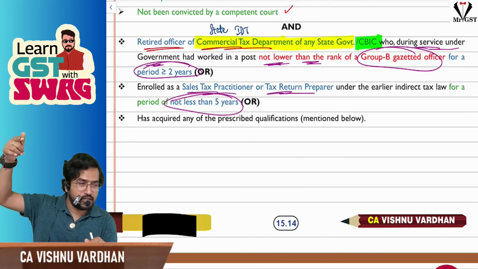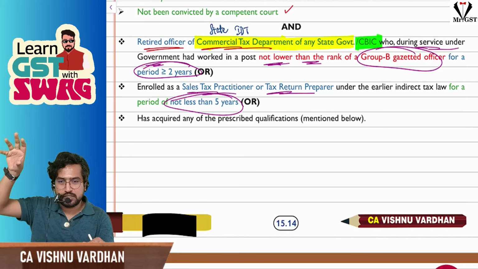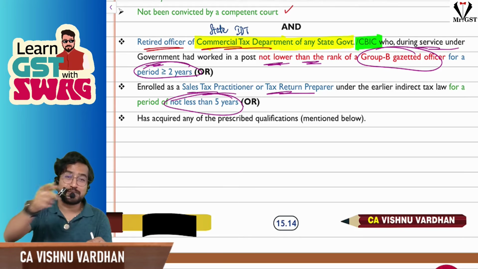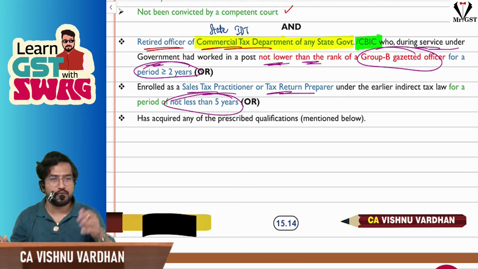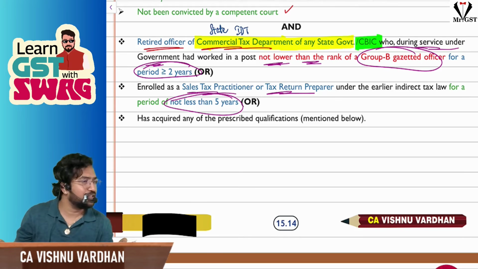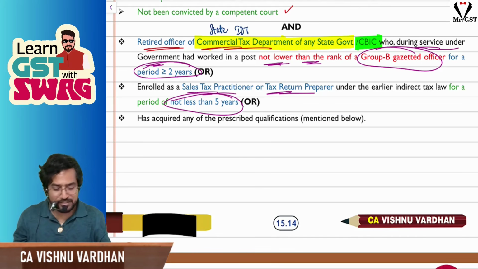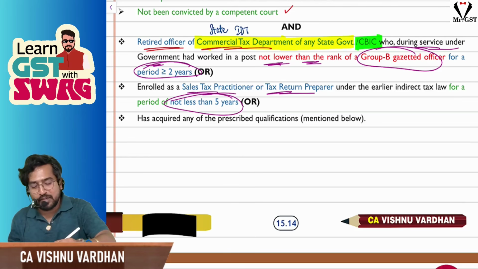either in a government job for 2 years, not less than Group B gazetted officer rank, or 5 years as sales tax practitioner or service tax return preparer, whatever it is. Now Rakshini will be thinking, sir, I am recently born, sir. Okay, a 2K kid, just now came out of college, sir.